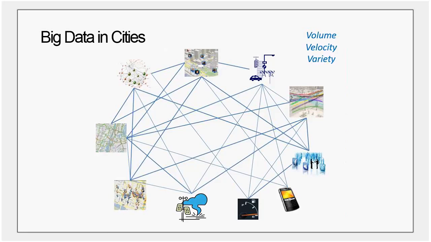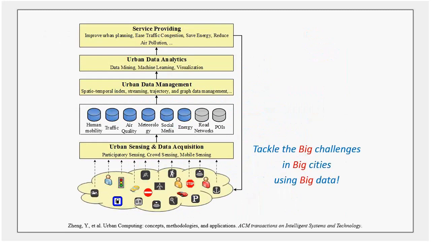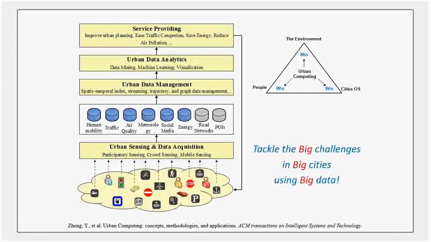Motivated by this opportunity, we came up with a vision of urban computing, which connects urban sensing, urban data management, urban data analytics, and service providing into a loop for continuous and unobtrusive improvement of people's life, city operating systems, and environment. In short, we're going to tackle the big challenges in big cities by using big data. So in the following slides, I will show you what kind of big data we are using in urban computing.